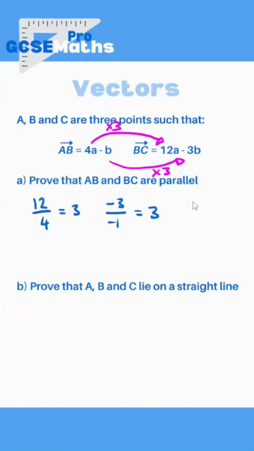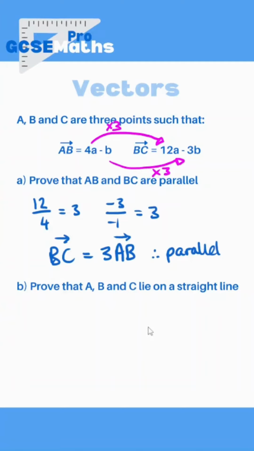It says prove that they're parallel. Well, they are because they have the same scale. The way that I'm going to write that though is I'm going to write the bigger one, BC, is equal to, and then use your scale factor on the smaller one, 3 times AB. That proves that they're multiples, and then you can just put a little therefore symbol, parallel. Don't have to write a whole sentence. That would be enough. Now, part B, prove that A, B and C lie on a straight line.